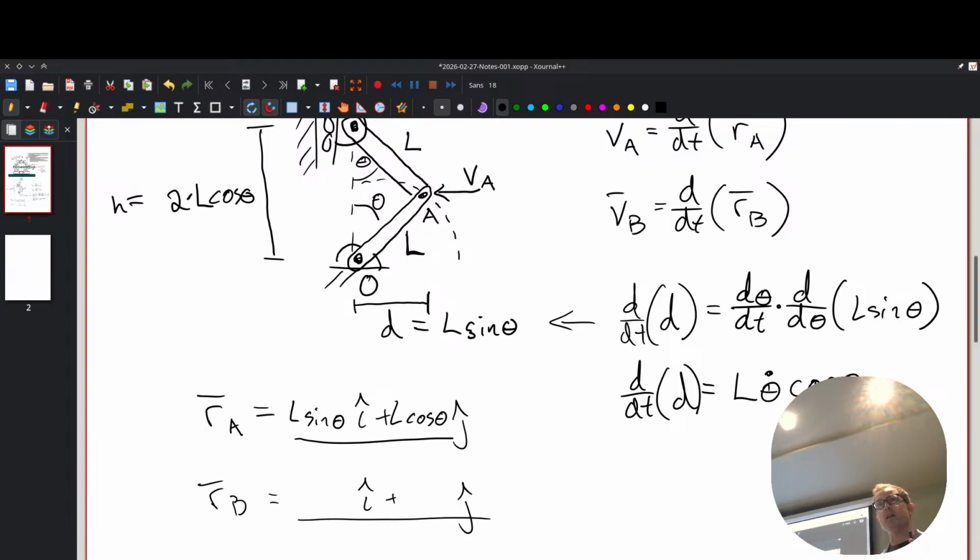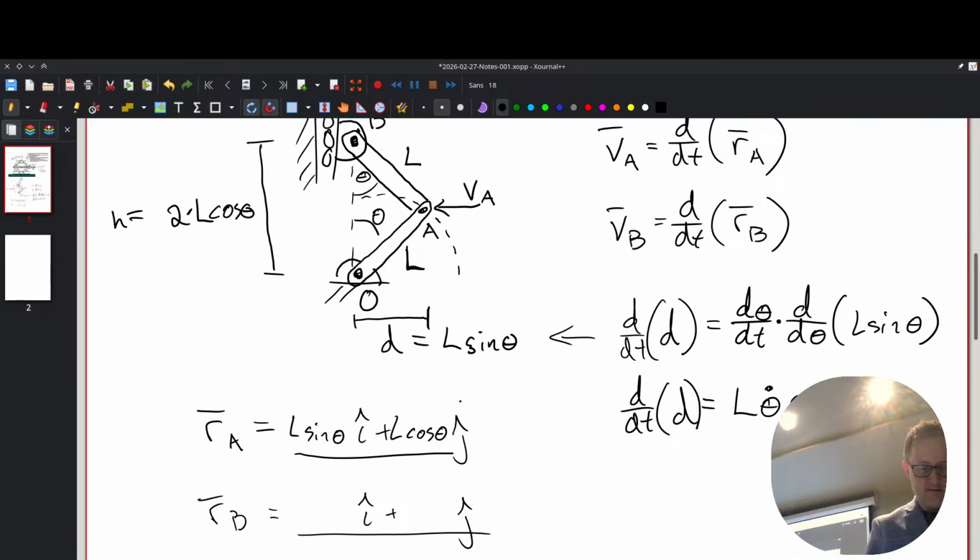Try writing down what you think B is, and then we'll check back in. Where's B? I just put down 2L cosine theta. Yeah, because I'm imagining that if you're talking about the distance from O to B, then we can just multiply: 2 times L cosine theta, assuming theta is the general coordinate. Yeah, that's our one coordinate, right?